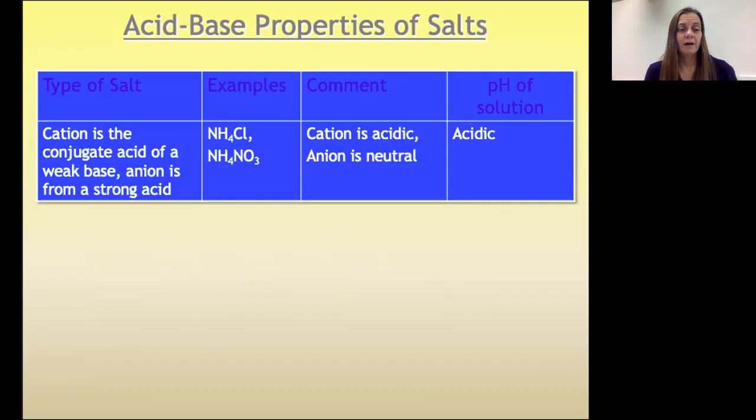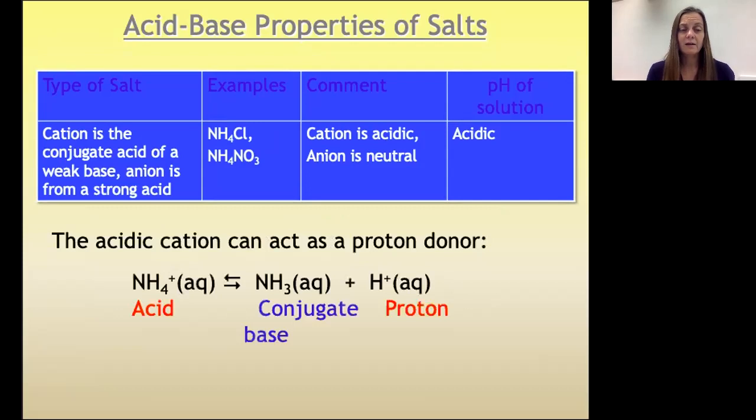If we have the conjugate acid of a weak base, so we have something like ammonium, and the anion is from a strong acid, so again, chloride, nitrate, sulfate, our cation is acidic and our anion is neutral. And so our solution is going to be acidic, because the acidic cation is going to act like a proton donor. Our ammonium, that weak acid, is going to donate a hydrogen ion, and we're going to have a conjugate base and a proton.